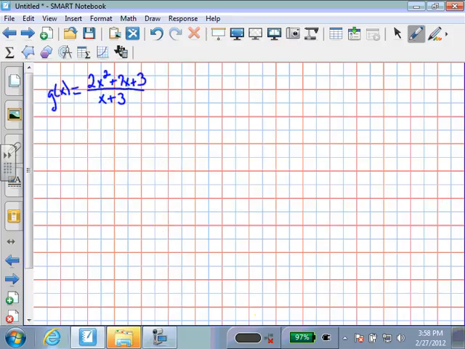Pause the video and try this one. We have domain, all real numbers. X is not -3. The numerator actually factors into 2x plus 1, x plus 3. So my x plus 3's will cancel. I have a removable discontinuity at -3. And then I plug that in. So -6 plus 1 would be -5. My simplified version is just 2x plus 1 with no denominator.